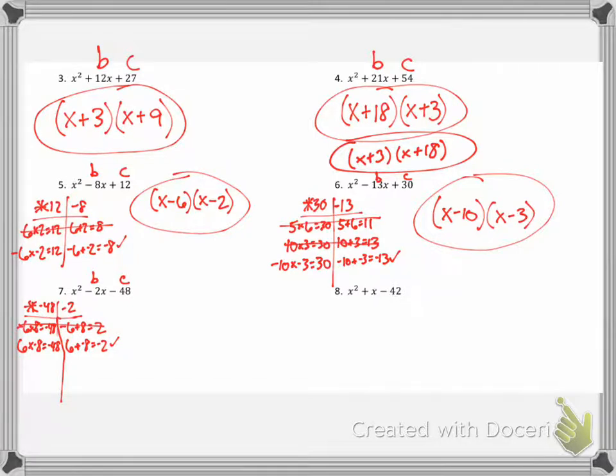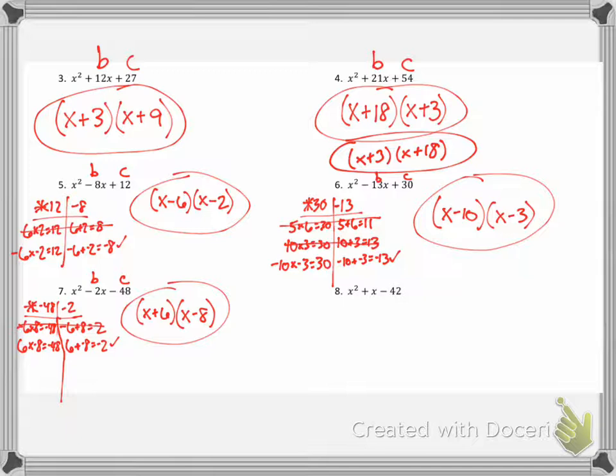When you're doing your trial and error, sometimes you're going to get really close, but might need to flip signs around. Again, the signs do matter with the numbers you're trying to come up with, because it has to match the combination exactly. So, 6 and negative 8 work. That means one of my factors will be x plus 6, because the 6 is positive. The other will be x minus 8.